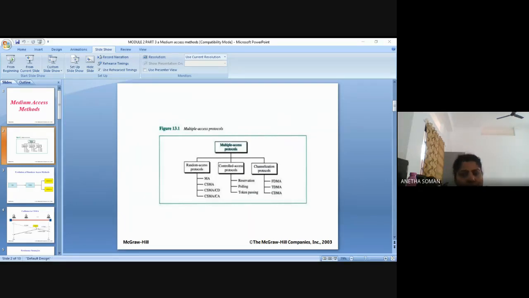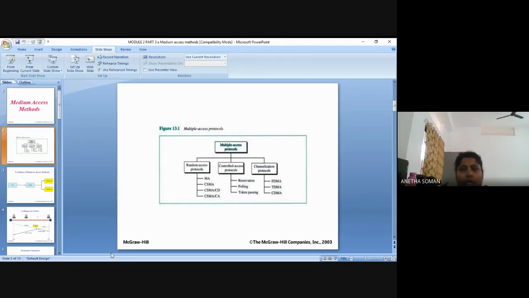Okay, understood this much? What is the concept of a random access method? Nachiket? Understood? Yes, okay. Now coming back to the slide.